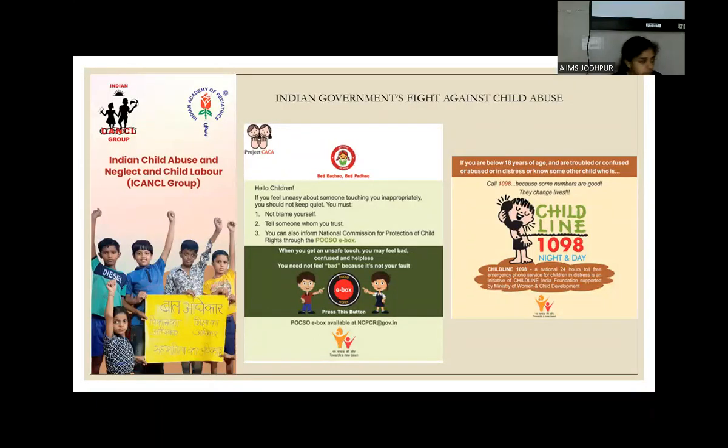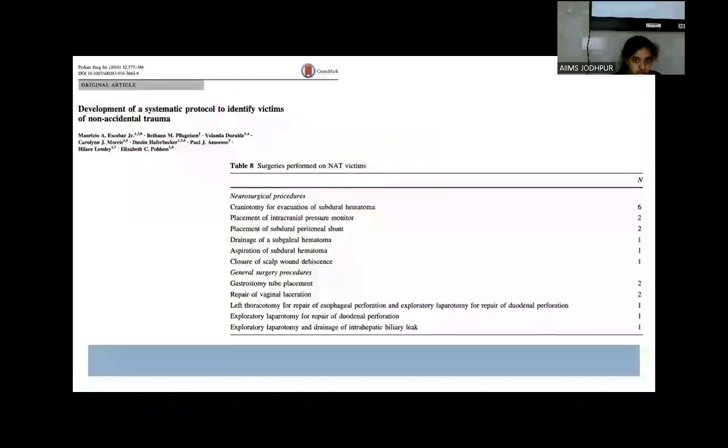And there is also a helpline for children to raise the signal themselves. And coming to a few pieces of literature regarding child abuse and the protocols against it, this is an article that has identified the victims of non-accidental trauma as well as the type of surgeries that they mostly required.